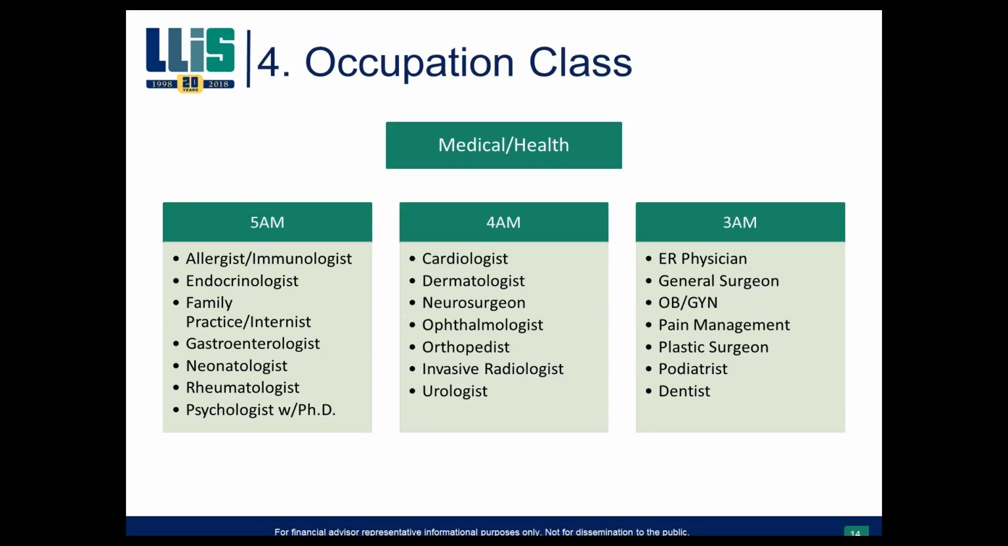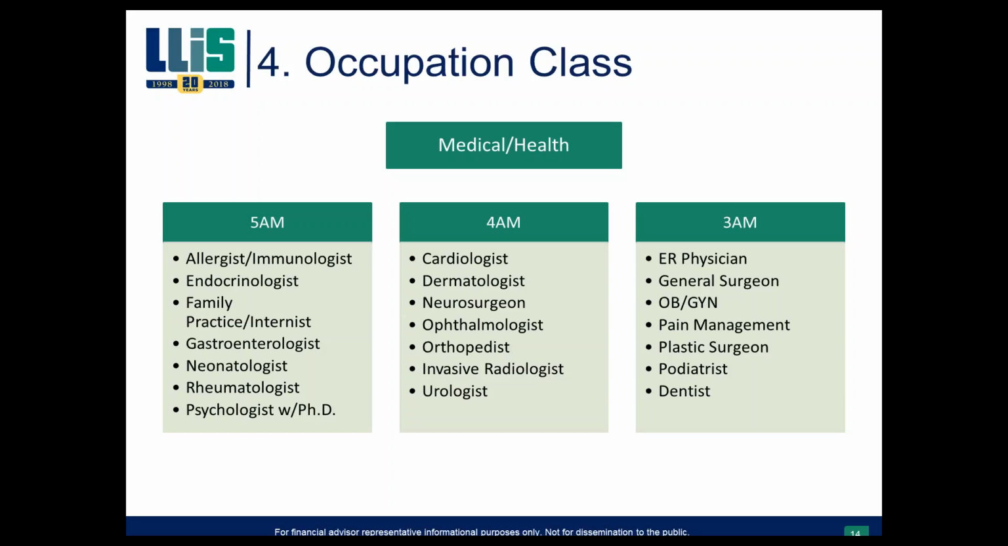A cardiologist, dermatologist, neurosurgeon, ophthalmologist, orthopedist, invasive radiologist, urologist, they're doing procedures where obviously they're using their hands, and there's a greater likelihood that they could become injured or diagnosed with an illness and would not be able to do these jobs. And then the reason that we have the 3A is simply because these particular individuals don't have a great history.